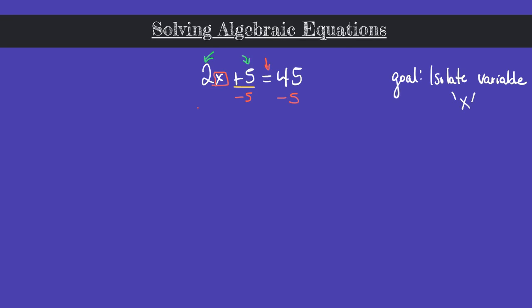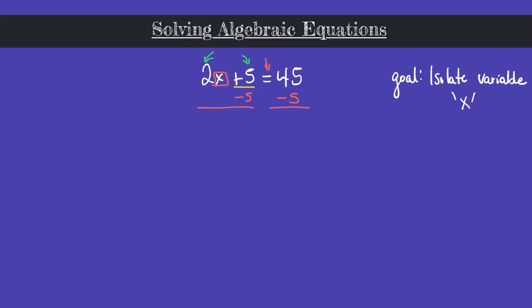The reason why we're subtracting it from both sides is because we have to keep the equation balanced. If you have two people on either side of a balance or of a scale, and you remove one person from one side, you have to remove someone else from the other side so they can remain balanced.